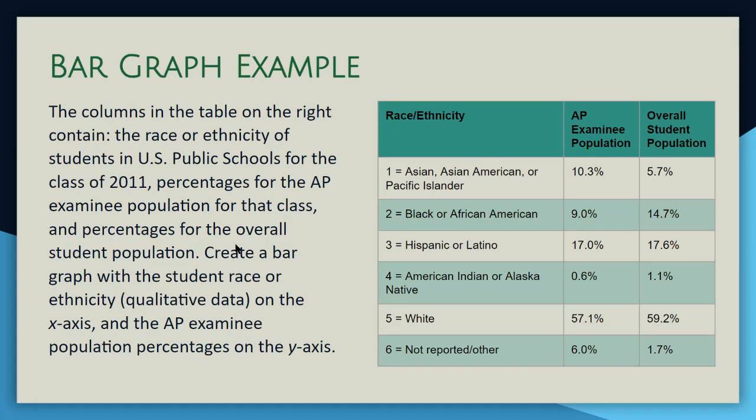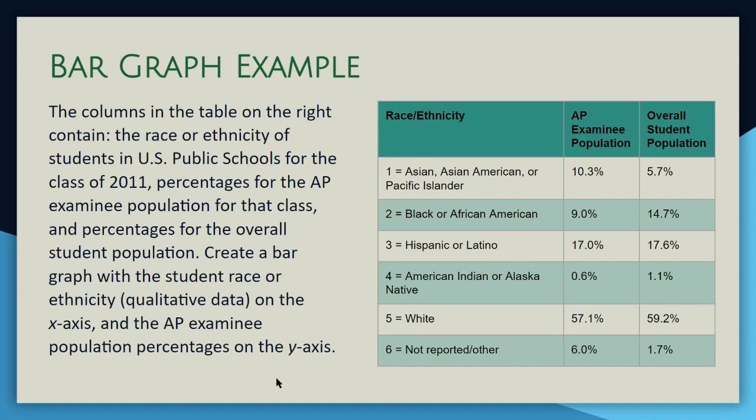So we're going to do an example, and then I've got a try it on your own problem for you to try. So for this example, it says the columns in the table on the right contain the race or ethnicity of students in the U.S. public schools for the class of 2011, percentages for the AP examinee population for that class, and percentages for the overall student population. Create a bar graph with student race or ethnicity, qualitative data on the x-axis, and the AP examinee population percentages on the y.